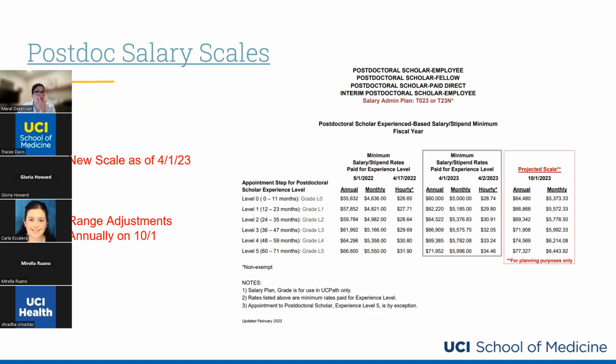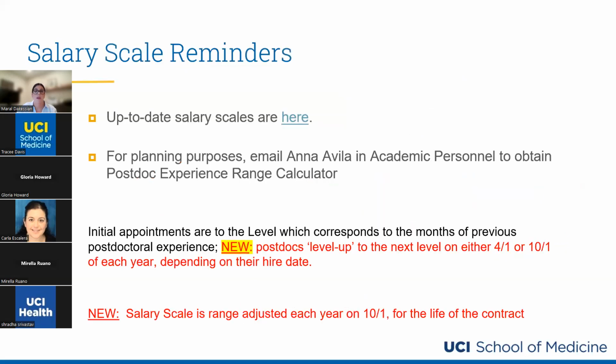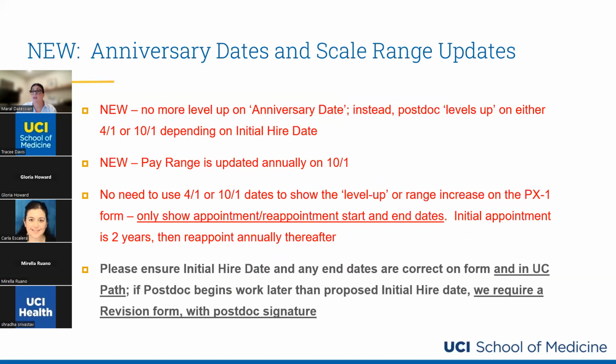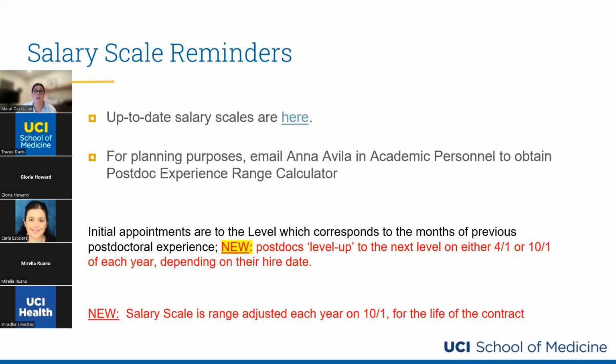So their initial appointment might be to level 0 if, for example, they have, let's say, 6 months of previous postdoc experience. And then annually on either 4/1 or 10/1, depending on their initial appointment date, they would move up to level 1, level 2, level 3, and so on. And I mentioned this already, but the salary scale is adjusted each year on 10/1 for the life of the contract. And the contract is through, I believe, 2027. I had it on one of the slides.